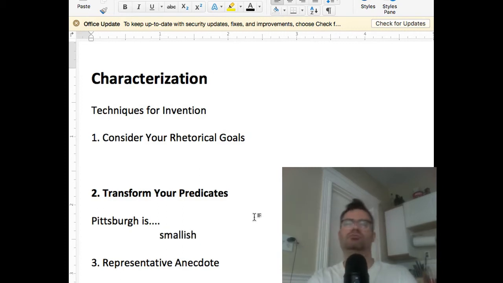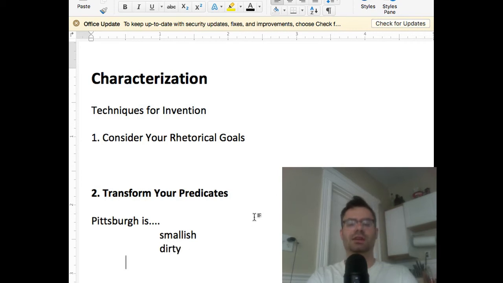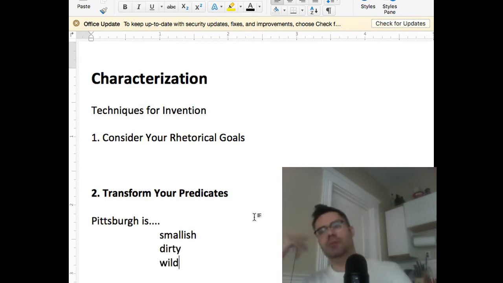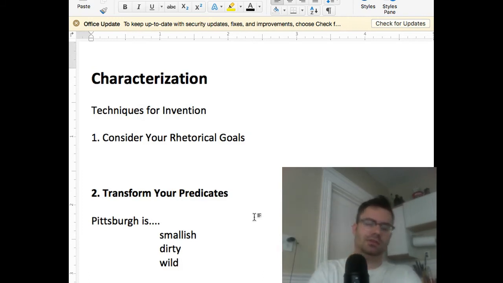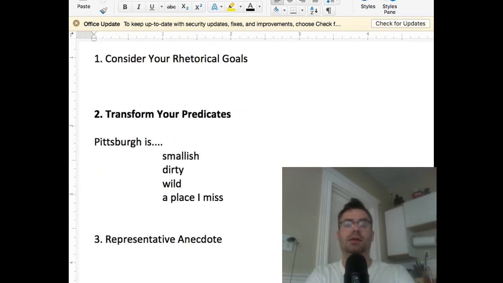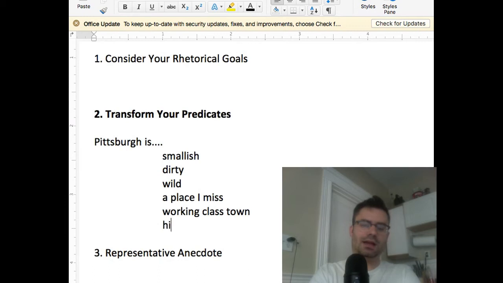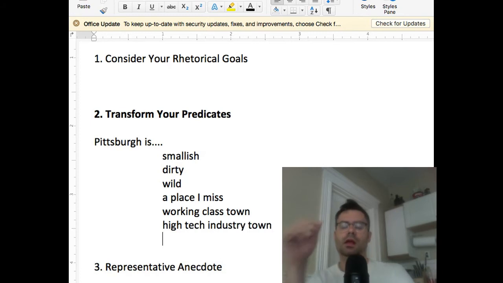Smallish, about 300,000 people. Can be kind of dirty sometimes. This can be wild, you know. I'm thinking of things. You don't know what I'm thinking of yet. A place I miss. You know, I have some fond feelings for Pittsburgh. What else could I say about it? It's kind of a working class town, but it's also a high tech industry place. What else could I say?